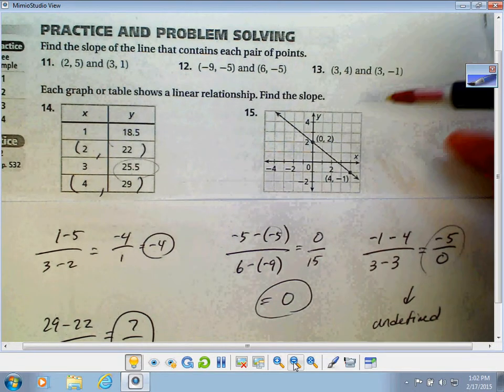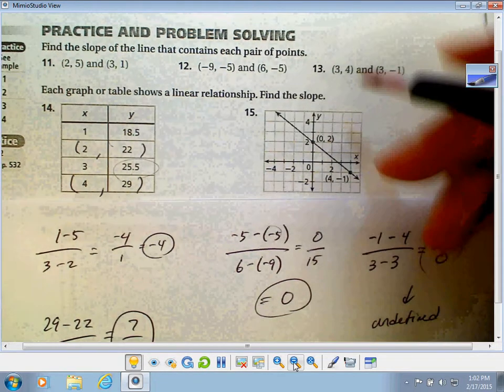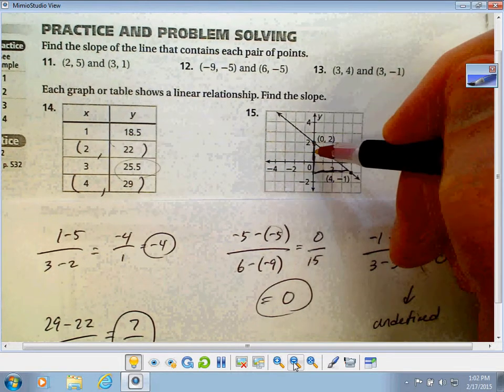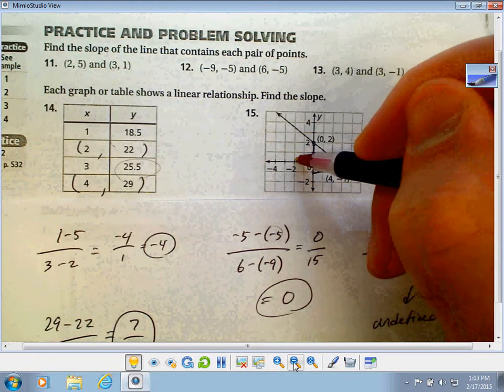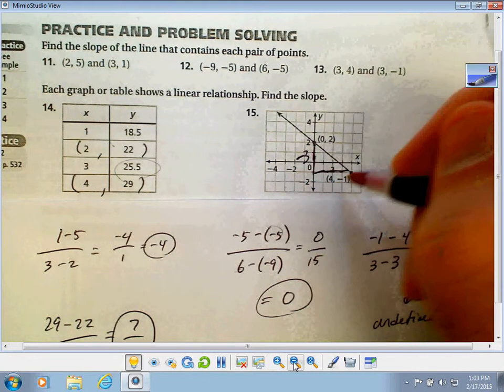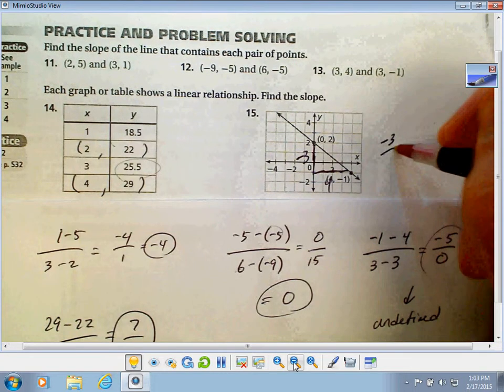I would say let's do rise over run. It's downhill, so it's going to be a negative rise. So that's down 1, 2, 3. And the run is 1, 2, 3, 4. So this slope is negative 3 over 4.